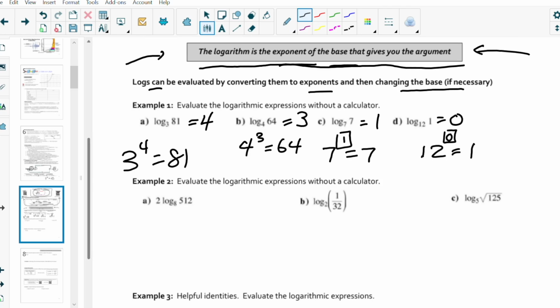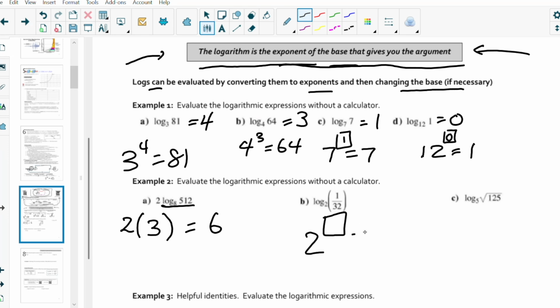Example 2, evaluate the logarithmic expressions without a calculator. Same deal. This 2, that's a coefficient. I'm going to leave it off to the side. 8 to what exponent gives you 512? Pause here, think about it. This is without using a calculator. If you think the answer is 3, then it is. Log base 8 of 512 is 3. 8 to the 3rd is 512. So I write this part as 3, and that equals 6.